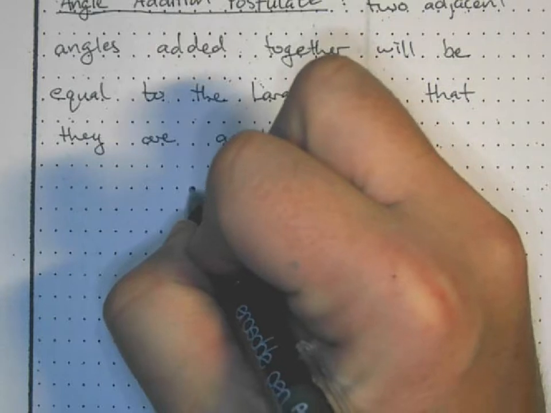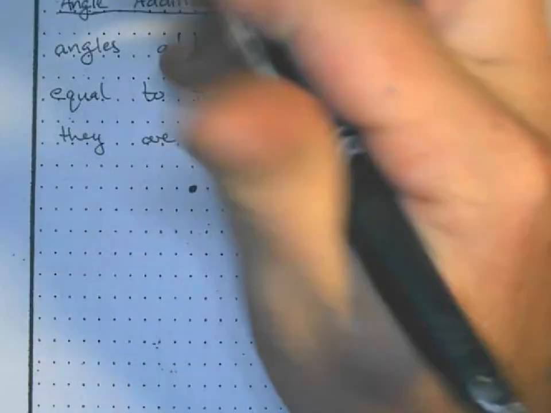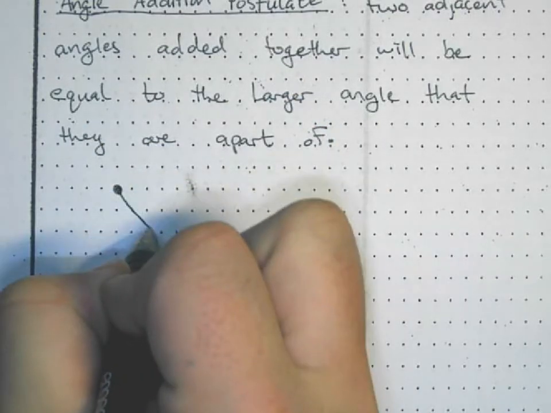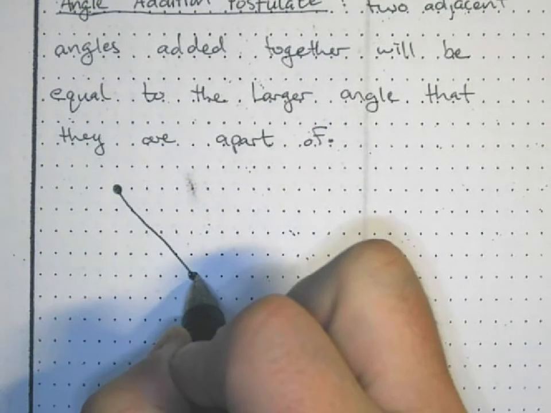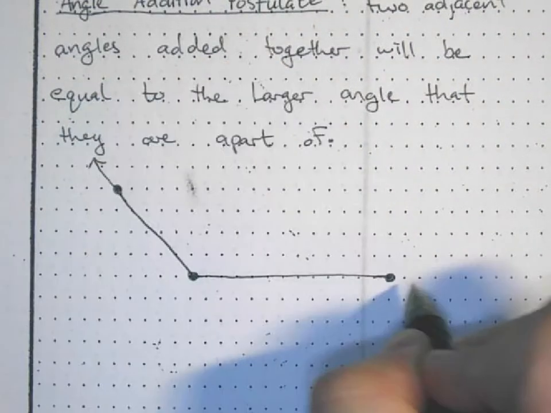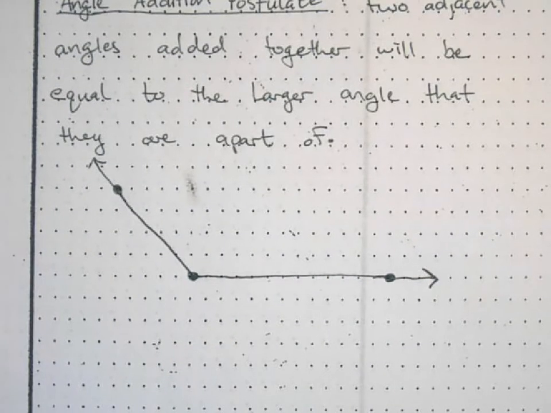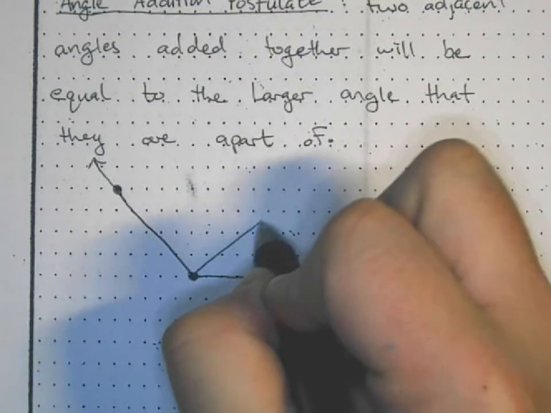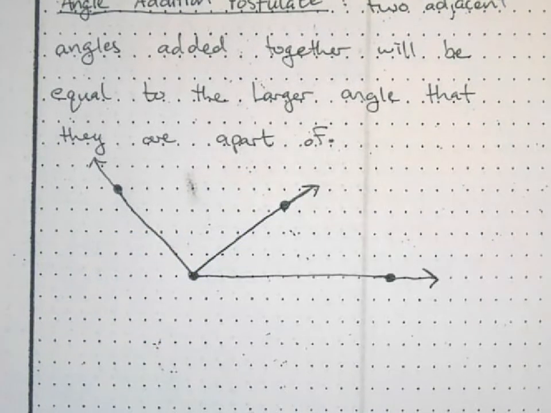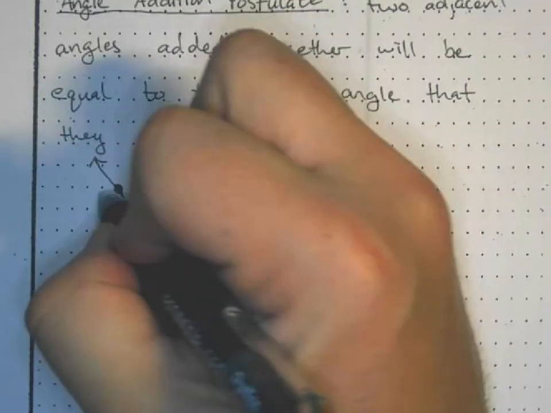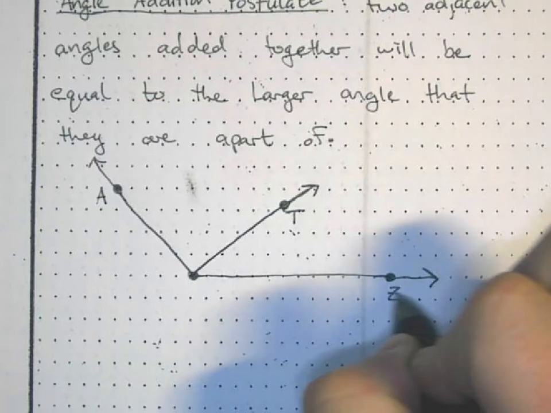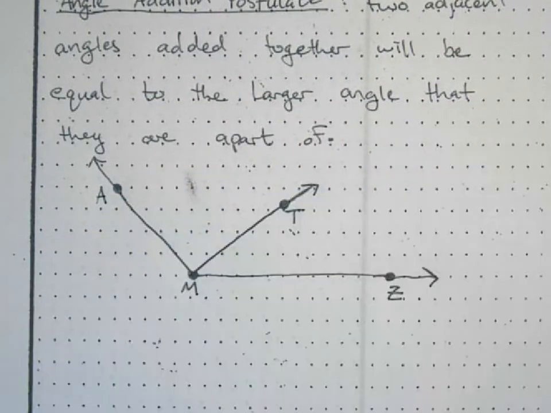So first we're going to draw an angle. Let's draw a big angle. So I'm going to draw an obtuse angle. Then I'm going to draw another leg of an angle right here. Now we'll label our angles. So I have A, T, Z, and we'll put M as our vertex.